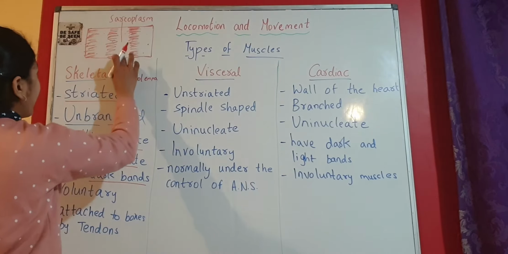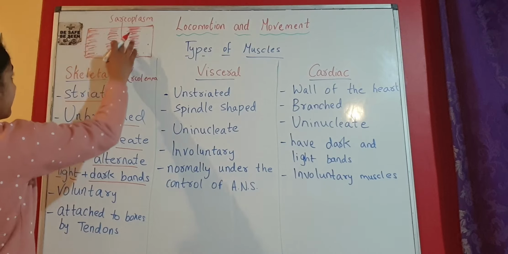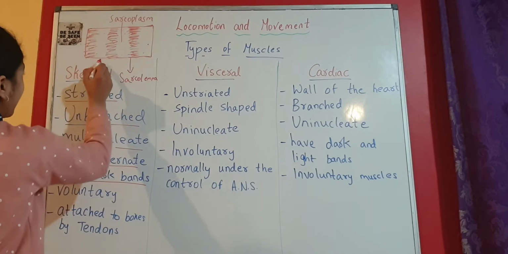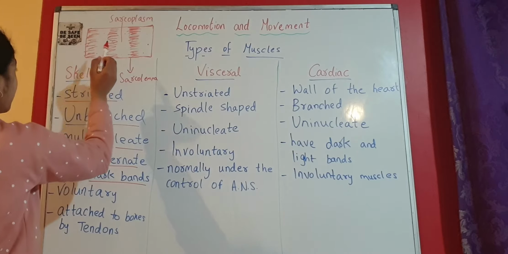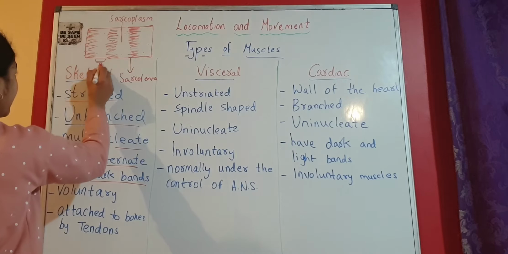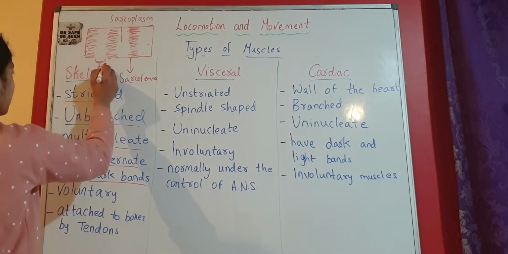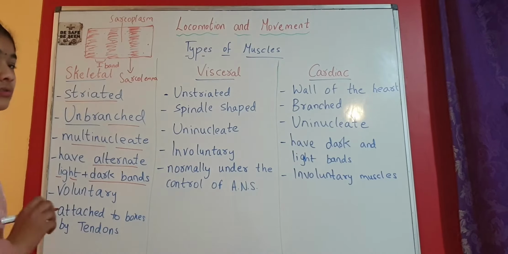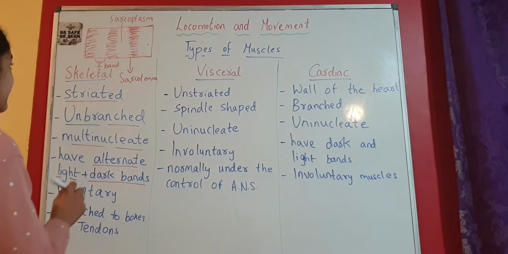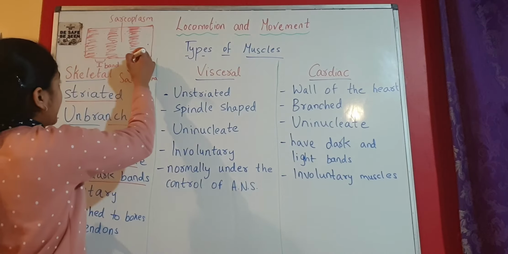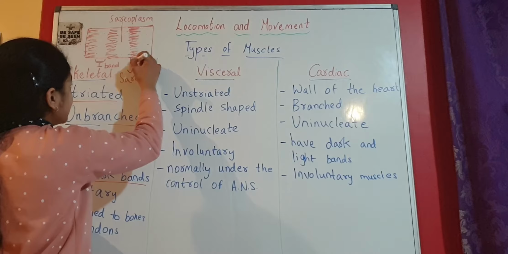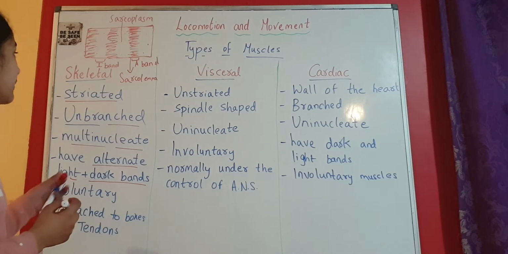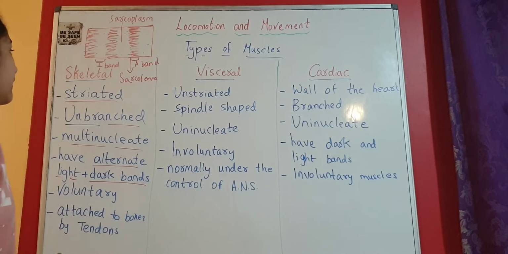Now this is the light band, this is the dark band, light band, dark band and light band. So this light band is known as I band. I stands for isotropic. So it's the isotropic band, that means it's the light band. And this dark band is called A band, meaning anisotropic. So isotropic and anisotropic, I band and A band.